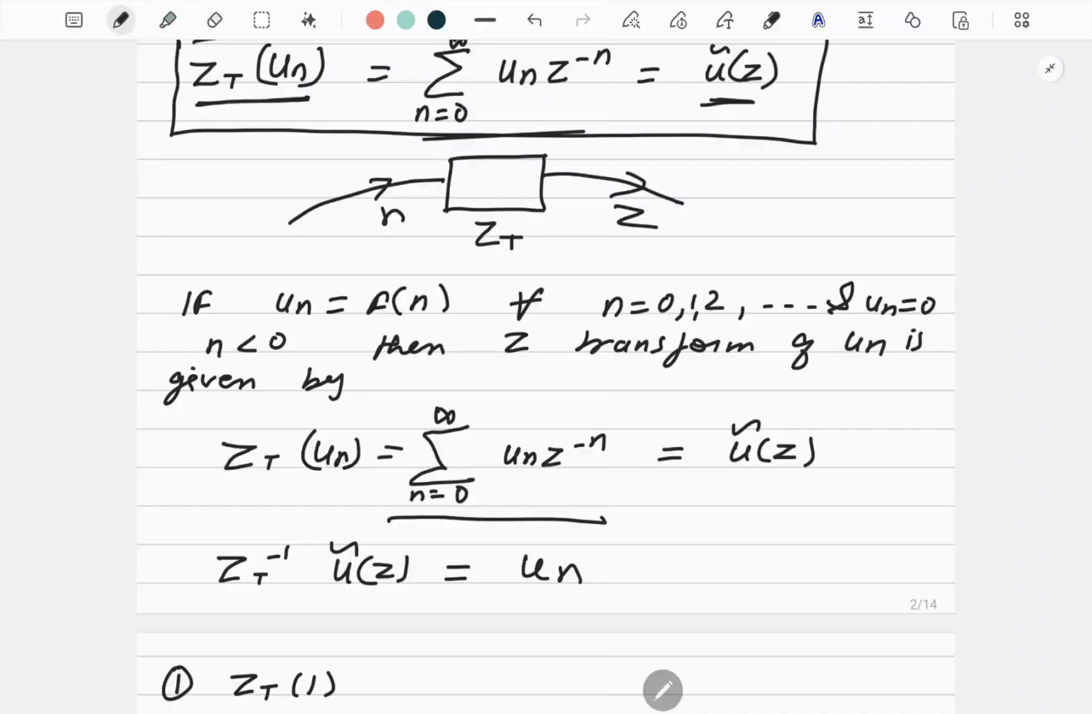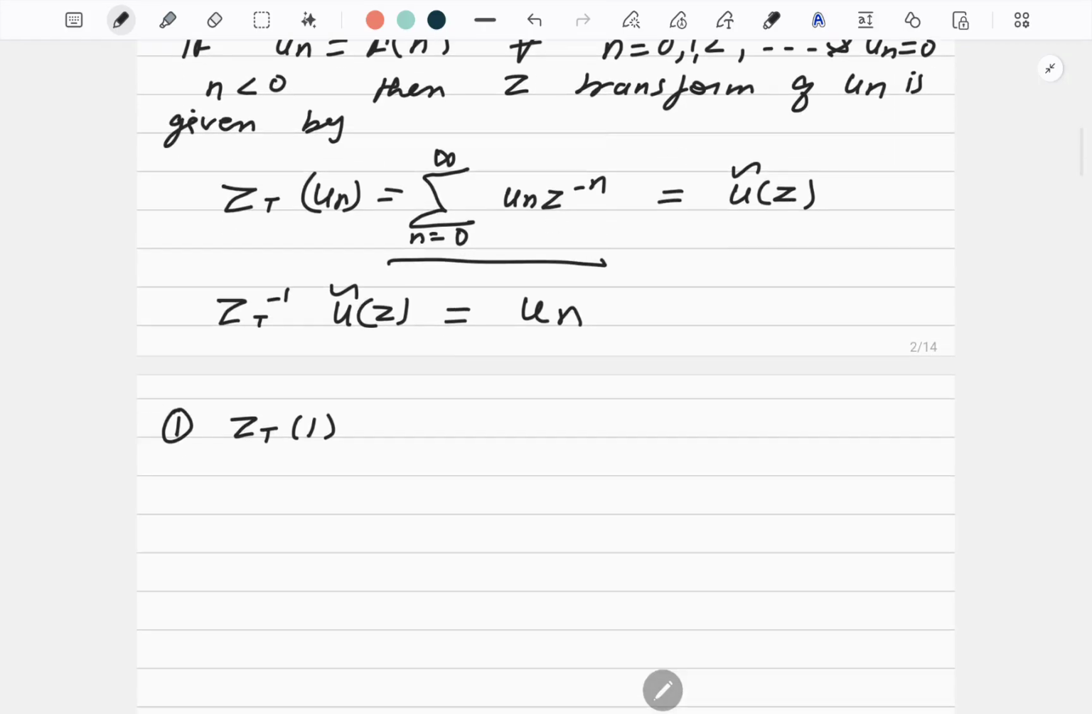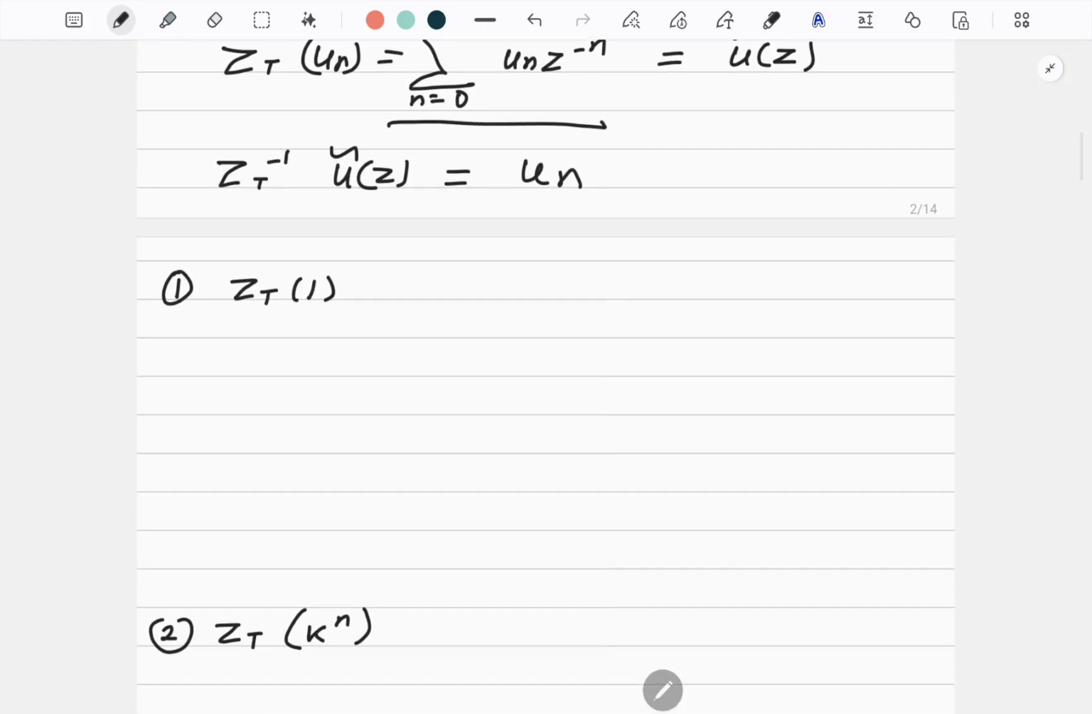So now let us start with the questions so that the definition is more clear to us. Let us start with the simplest function, 1. Now if I want to find out the Z transform of 1, what is the formula? Summation n equal to 0 to infinity. Sorry, by mistake I wrote 1. It is 0 to infinity.